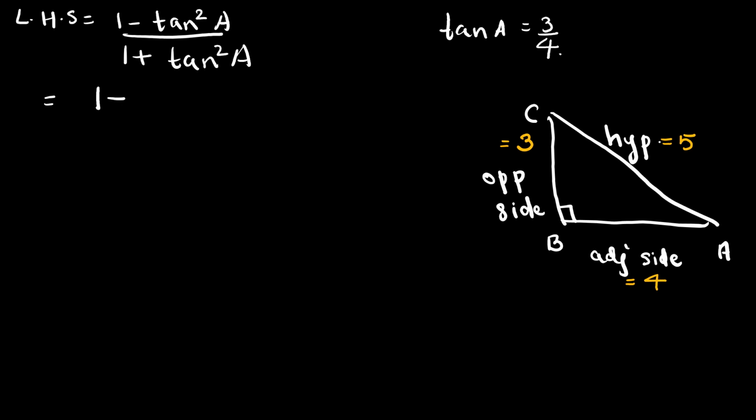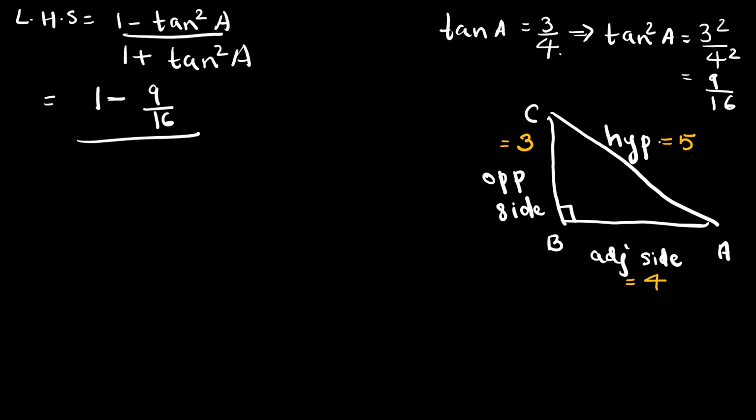That is 1 minus tan square A. Tan A is 3 by 4, therefore tan square A is 3 square by 4 square, that is equal to 9 by 16. So put it here: 1 minus 9 by 16, divided by 1 plus, again, tan square A is 9 by 16. Now we'll find the LCM.